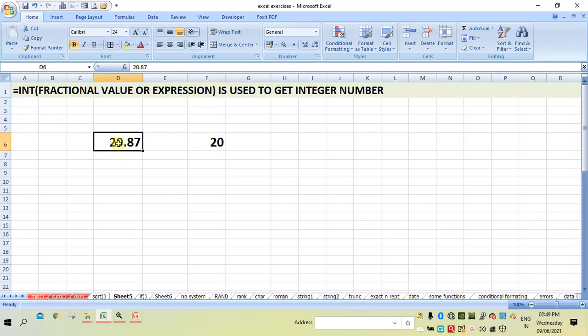Now let me take one more number. For example, 432.99. So this is 432. So this way we use the INT function.